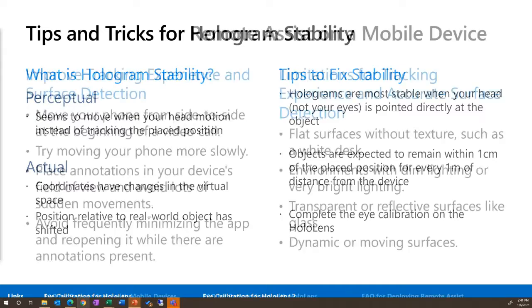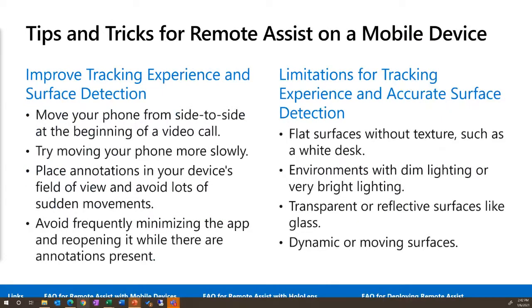So some tips and tricks for Remote Assist on a mobile device. Techniques that can help improve your tracking experience and surface detection is really what we're going to focus in on. So move your phone from side to side at the beginning of a video call. You can also try moving your phone more slowly. You can place annotations in your device's field of view and avoid lots of sudden movements. You'll also want to avoid frequently minimizing the app and reopening it while there are annotations present.